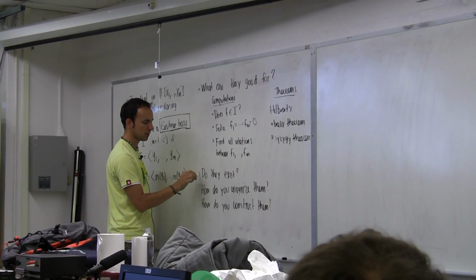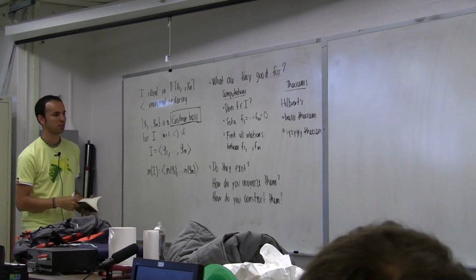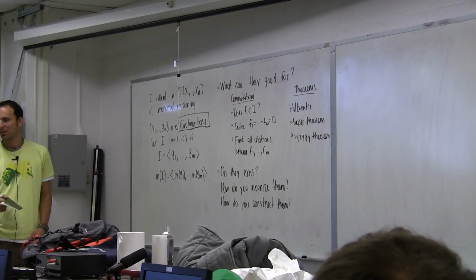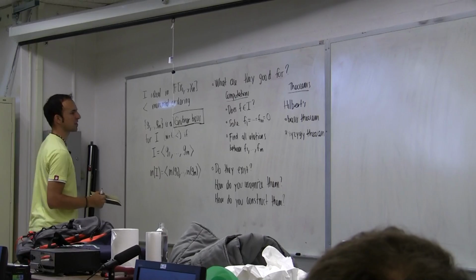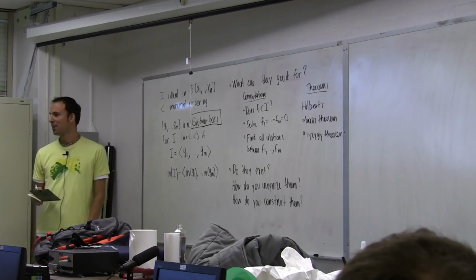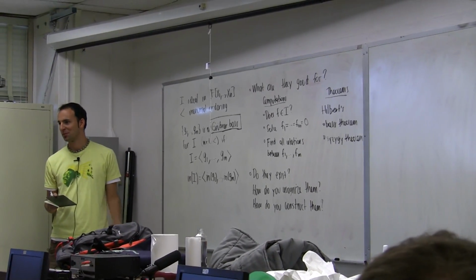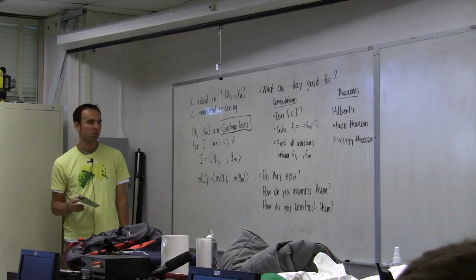But there's a more concrete question, which is, okay, do these things exist? I just gave you a definition, but I still haven't shown you the first example of a Gröbner basis. So far, I showed you an example of not a Gröbner basis. Yesterday we saw something that wasn't.